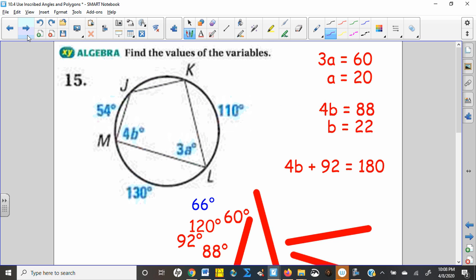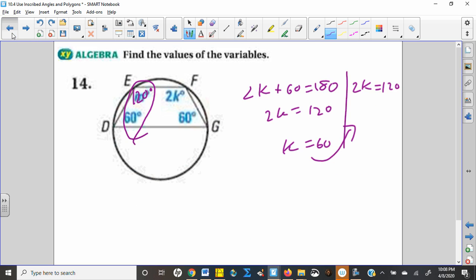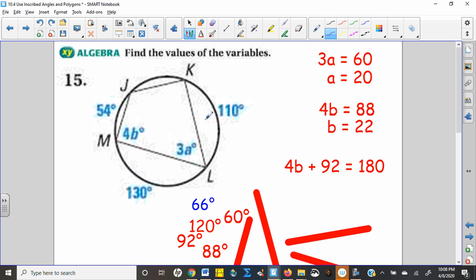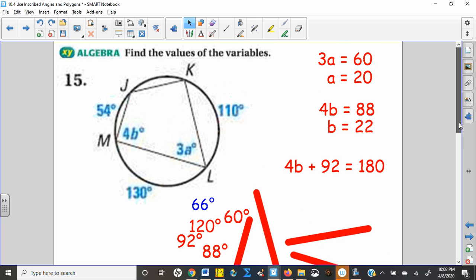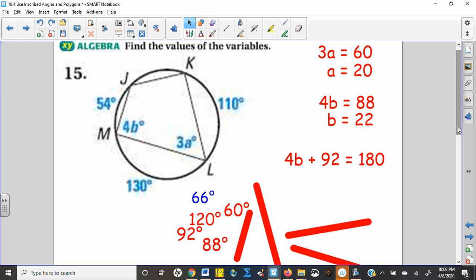15, once again, an inscribed quadrilateral. And so the opposite angles are going to be supplementary. So this time they don't give you the opposite angles. You're going to have to do a little more detective work. These are usually one of the most missed types of problems. Just to give you a heads up, you need to look at all the information. And let me show you what I mean.